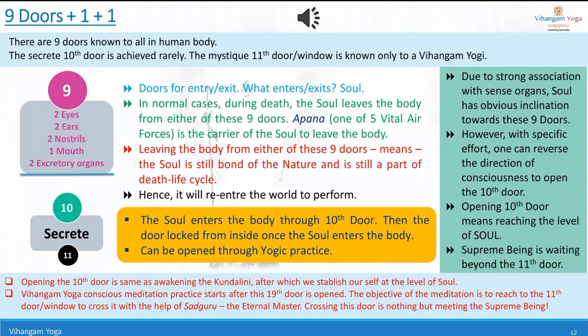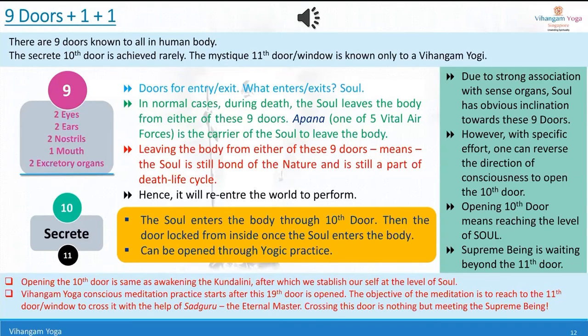2 eyes, we have 2 holes in our eyes, the corners. So these are called doors, 2 doors. 2 ears, 2 nostrils, 1 mouth, and 2 excretory organs. These are the 9 doors. And there is one more door, which is called the 10th door.